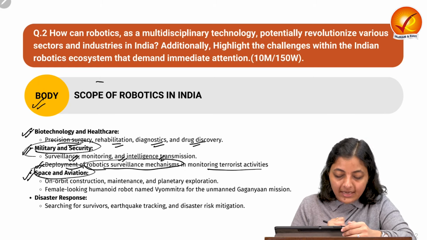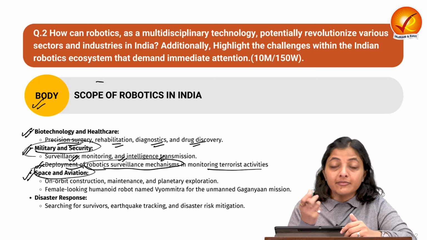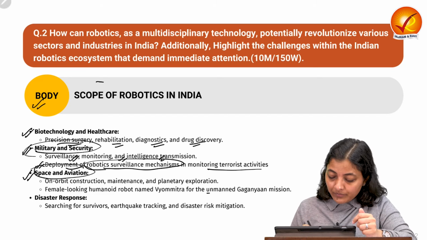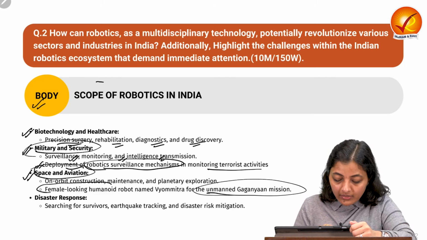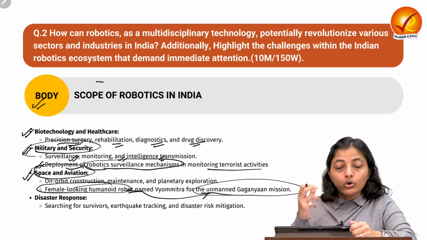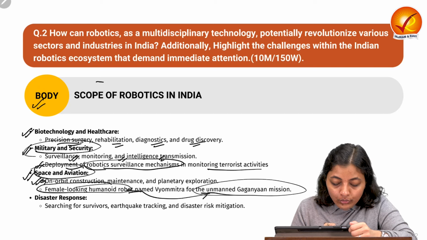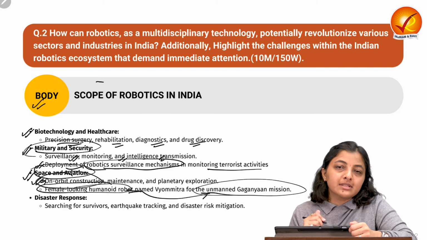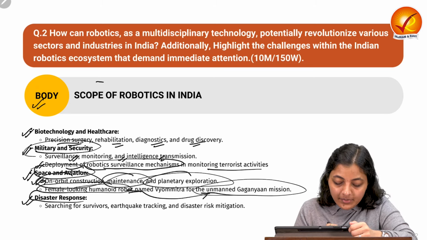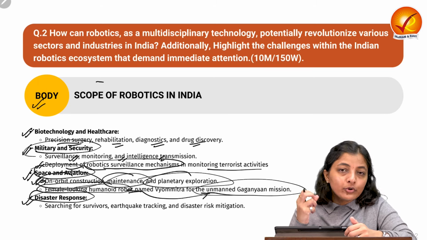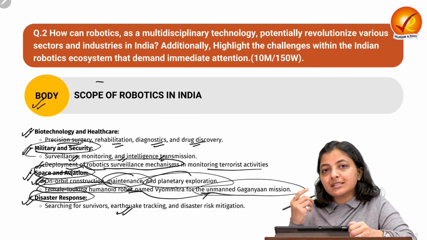Next is about space and aviation. Like India has come up with the female humanoid, Vyom Mitra, for the unmanned Gaganyaan mission. So this female-looking humanoid robot will go with the Gaganyaan mission in space. So we can do on-orbit construction with respect to robotics, maintenance and planetary explorations. Okay. Next is about disaster response. We can use robots in search operations, in earthquake tracking, and in disaster risk mitigation efforts.